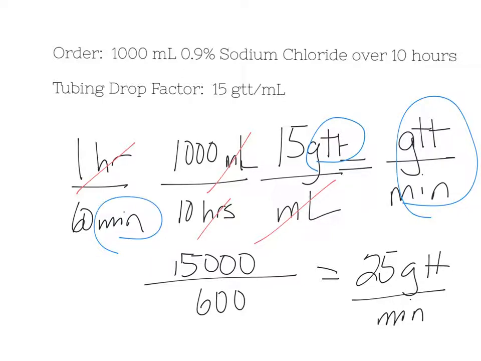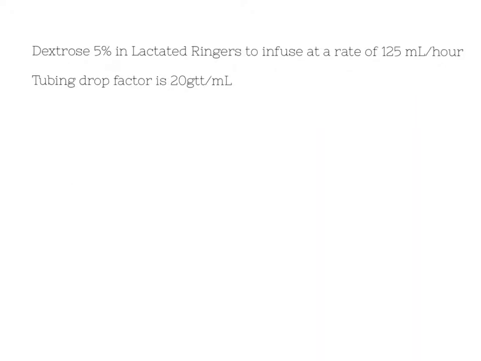Okay, I'm going to do some more problems. Okay, so our second problem is going to be D5LR, dextrose 5% in lactated ringers. It's supposed to go in at a rate of 125 mLs per hour. And now our drop factor is 20 drops per ml, and you're going to notice that the drop factor is always going to be some factor of 60. Everything is going to be divisible into 60. So you have 10 drop sets, 15 drop sets, 20 drop sets, and 60.